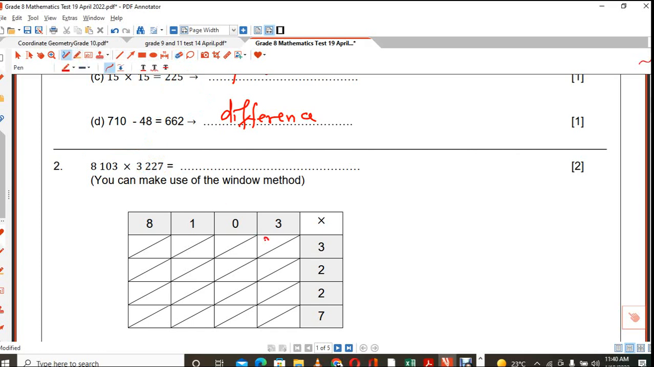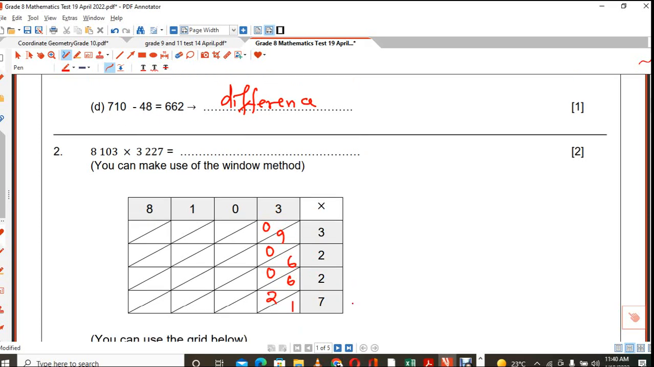If you don't like this method, 3 times 3, 3 times 2 is 6, 3 times 2 is 6, 3 times 7 is 21. You follow? When you multiply 0 with anything, you just get what? All right? 1 times 3, for example, is 3. 1 times 2 is 2. 1 times 7 is 7. 8 times 3 is what? 8 times 2? And 8 times 7?